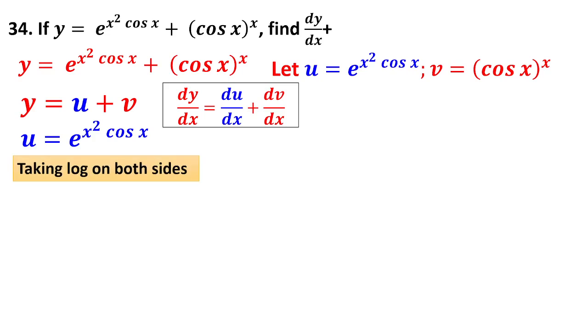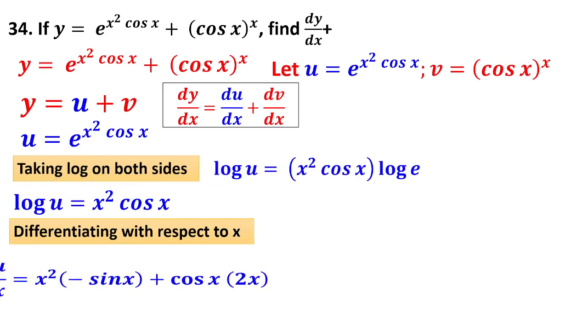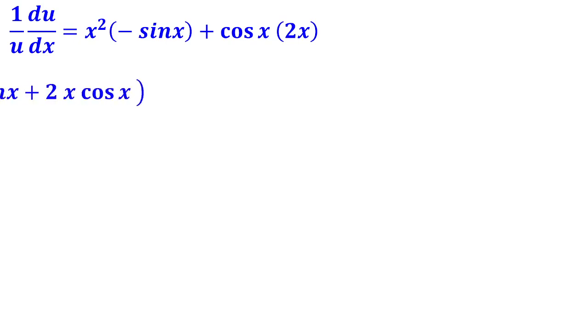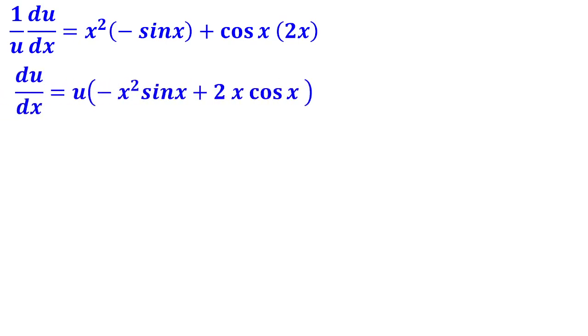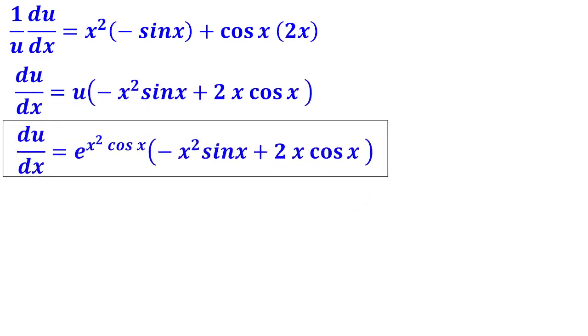I am taking u, take log on both sides. Log e is 1. For doing direct differentiation with respect to x, we are using the uv formula, and 1 by u du by dx is minus x square sin x plus 2x cos x, and we have to substitute u over here. So it is e power x square cos x into minus x square sin x plus 2x cos x. Keep it ready.